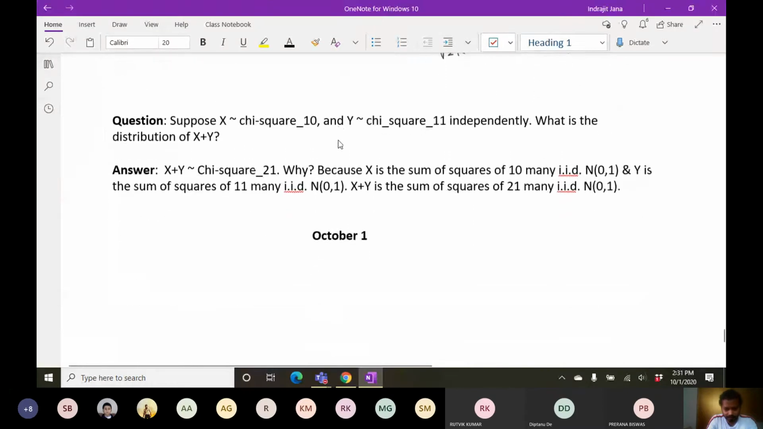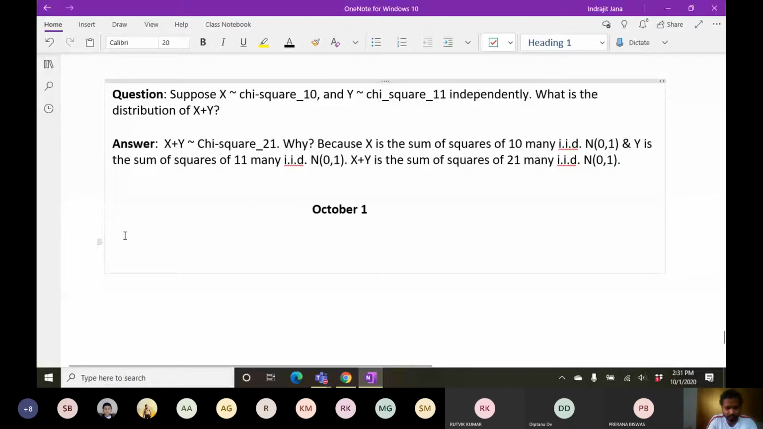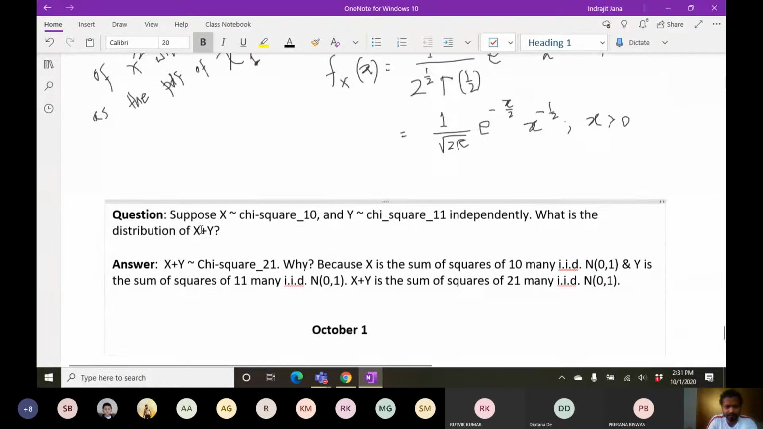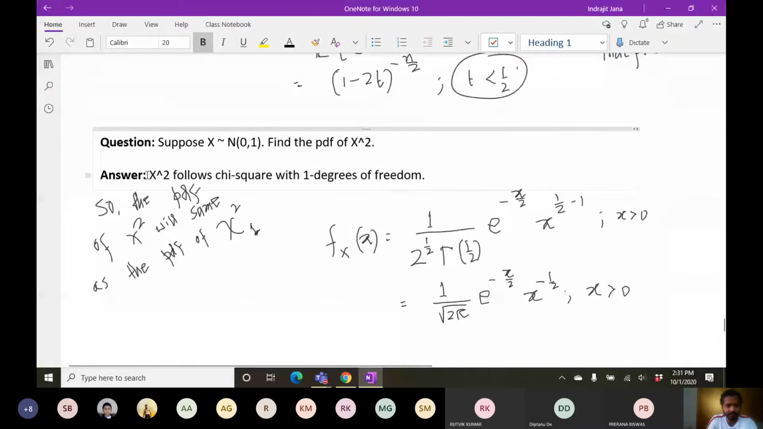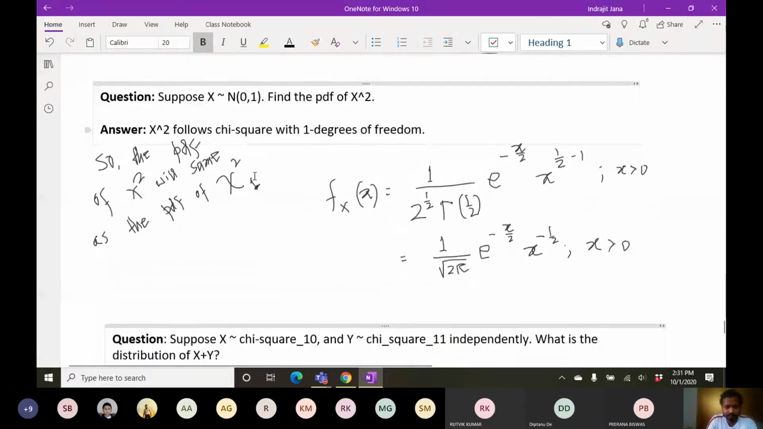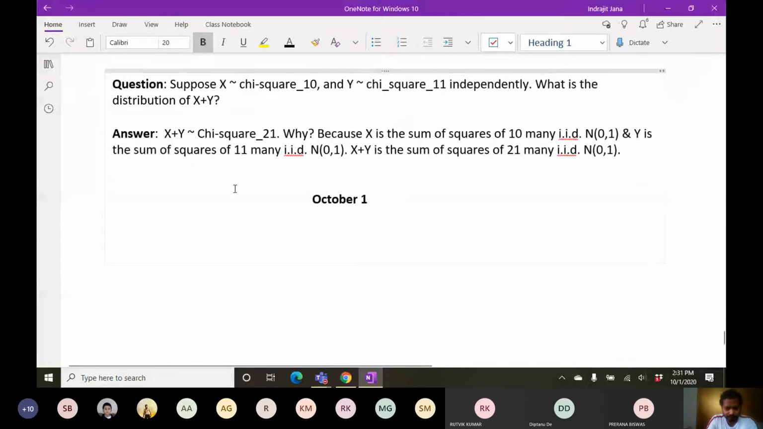Now, after that, there was a question: what if it is not x square? What if it is some other function, like x cube or x to the power 4? How do you find the probability distribution of such things? So let us begin today's discussion with that, which is the probability distribution of functions of random variables.